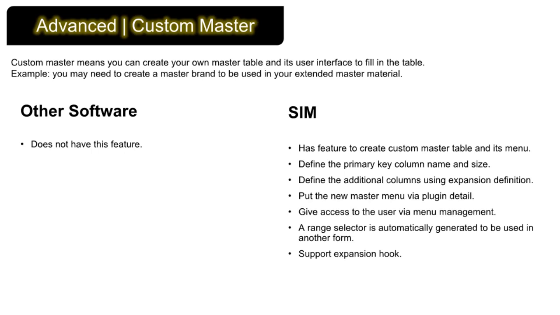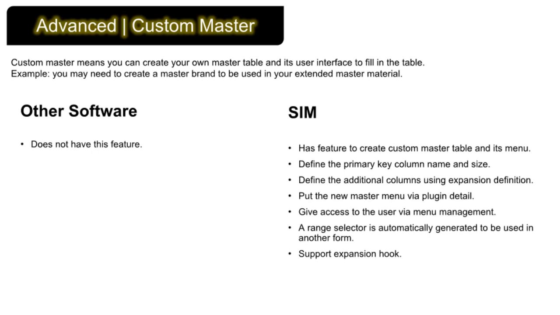Save this custom master and SIM will generate the database table for you. To add additional field, use the expansion definition explained before. Let us say add brand name as the expansion definition with size of maximum 50 characters. Next, we need a way to let user use and fill this new master brand. In SIM, you can create a new menu by entering the detail via plugin detail menu. So create a new menu master brand in the plugin detail.